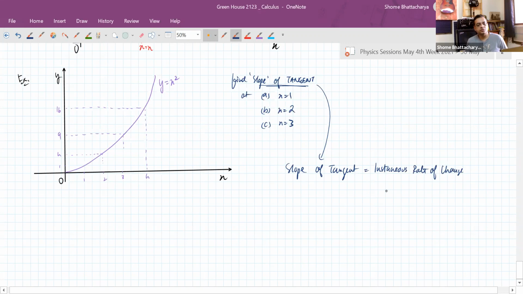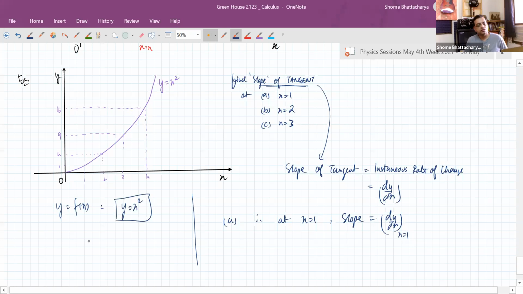Okay, so it is nothing but dy by dx. Therefore, for example, the first part at x equal to 1, the slope of the tangent will be equal to the value of dy by dx at x equal to 1. So what do I mean by this? See, my function is y is equal to x square. What is the differentiation of the function? It is 2x.